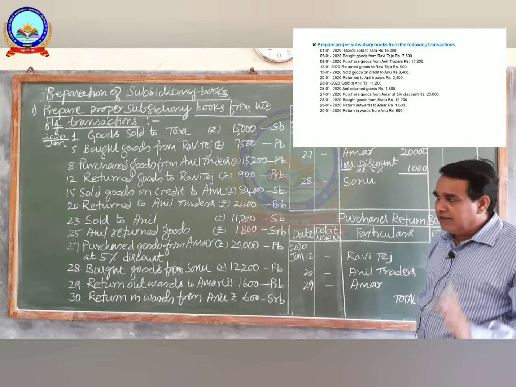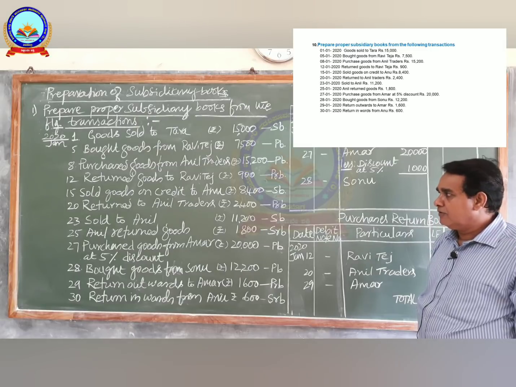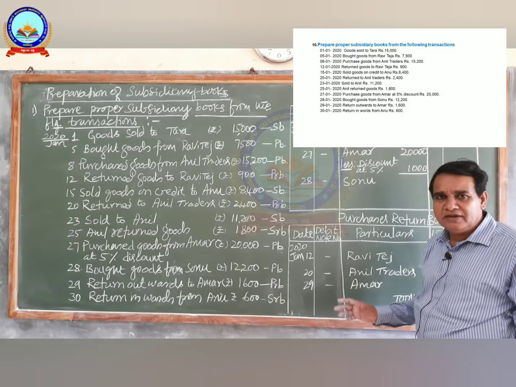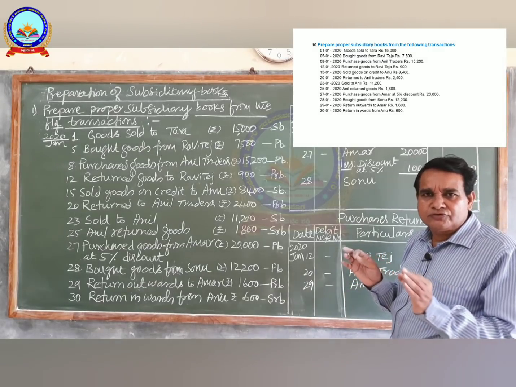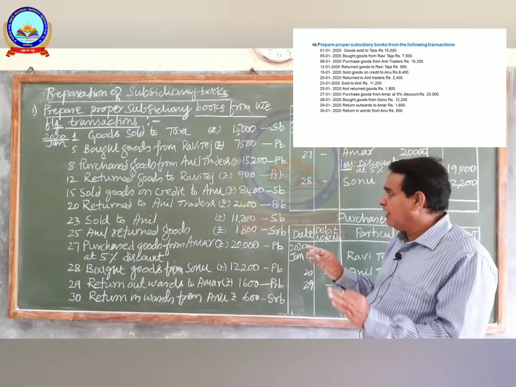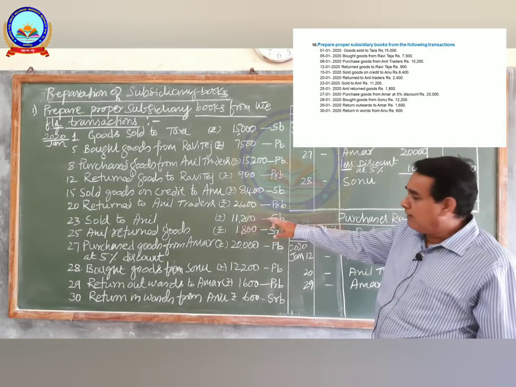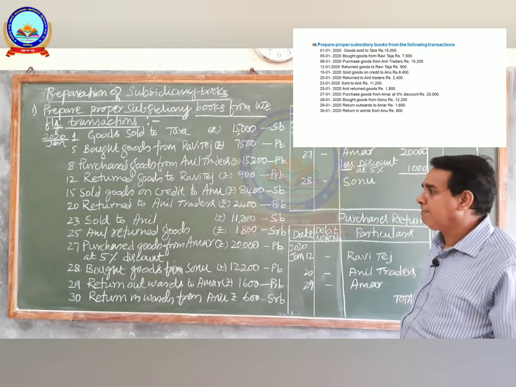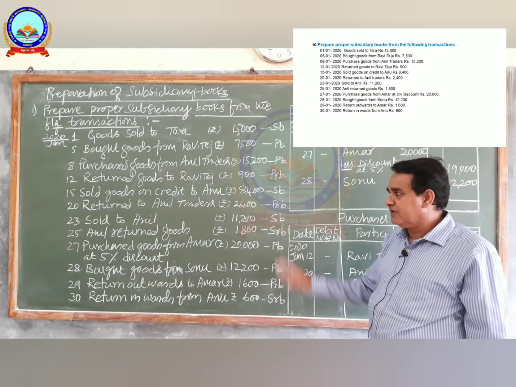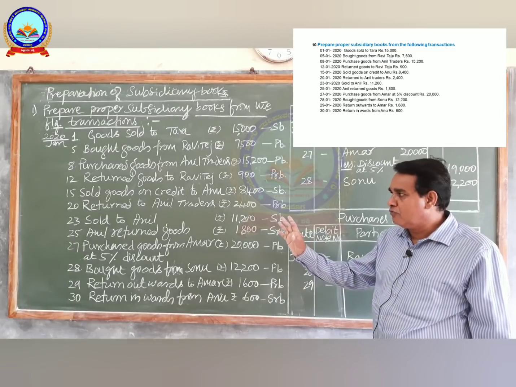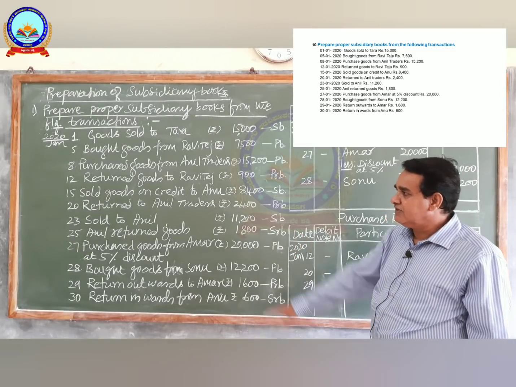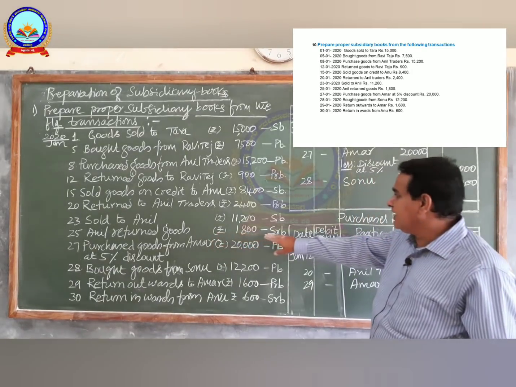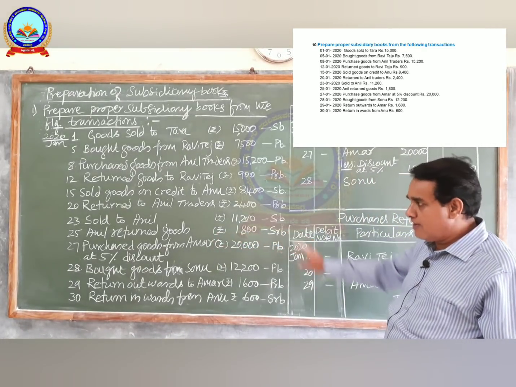And 23rd, sold to Anil, rupees 11,200. I mean, sold goods to Anil on credit basis. This transaction will be entered in the sales book. On 25th, Anil returned goods. This is the sales return transaction. It is entered in sales return book.